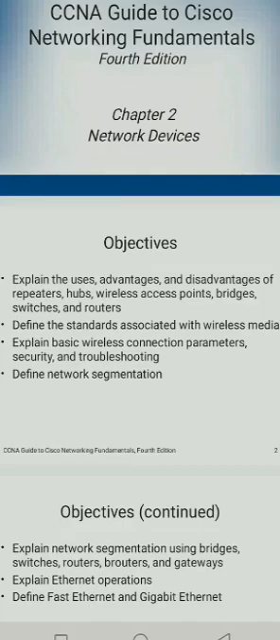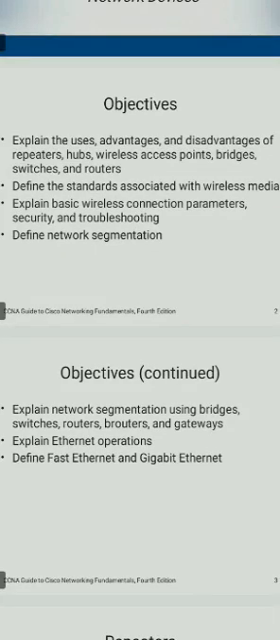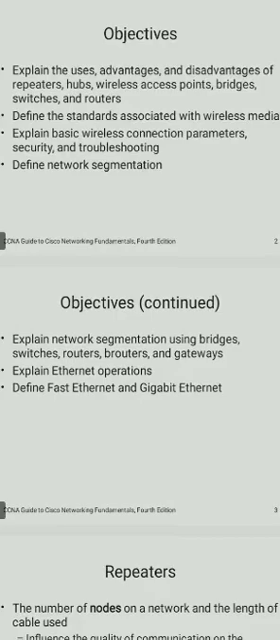routers. Next is define the standards associated with wireless media and explain basic wireless connection parameters, security, and troubleshooting. Then define network segmentation. Next is explain network segmentation using bridges, switches, routers, and gateways. Next is explain Ethernet operations. And last is define Fast Ethernet and Gigabit Ethernet.